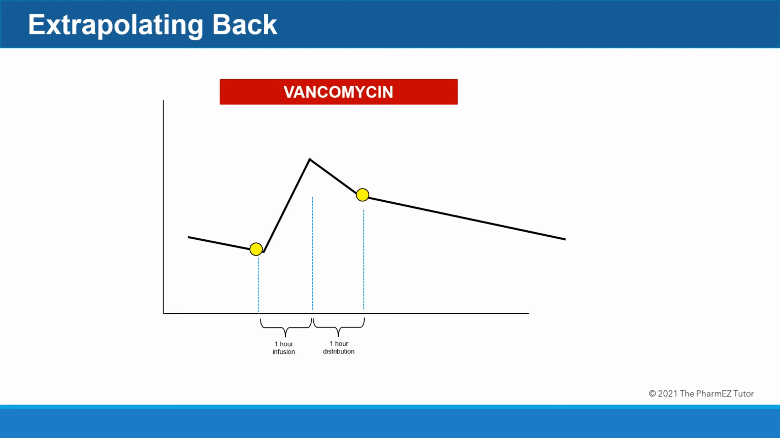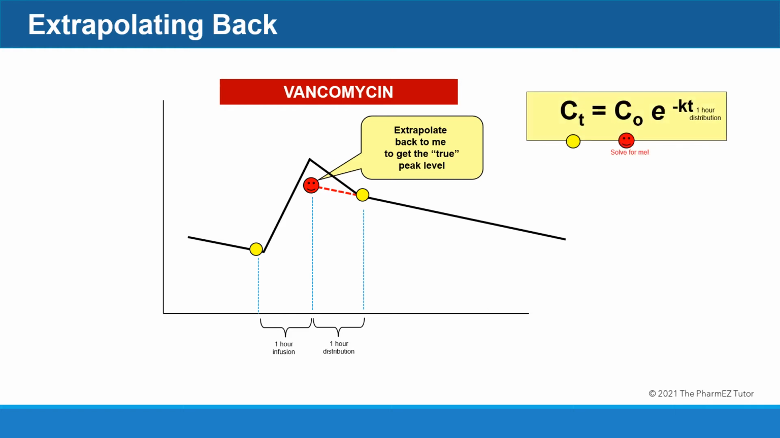The same applies for vancomycin peak and trough levels. We extrapolate the measured peak back by 1 hour to get the true peak level, which occurs 1 hour after the end of the infusion. We solve for the extrapolated peak by using the degradation equation, where CT is the measured peak, K is what we solved in the previous slide, and T represents 1 hour distribution.